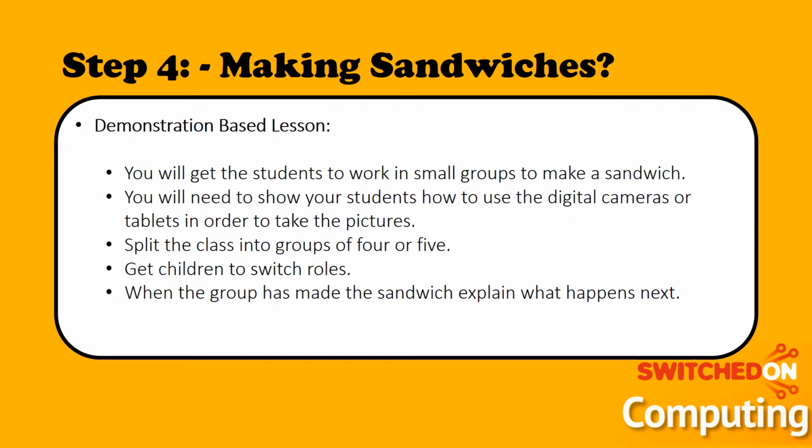And what you can do once you split them into groups of 4 and 5 is you can actually delegate different members of the group to be different things. So you could have the cook, the note taker, the photographer, you could have the group leader to keep an eye on the time. So make sure you get the students to switch up roles. But once they've made the sandwich and they've taken all the pictures, you'll need to make sure the group explains what has happened.